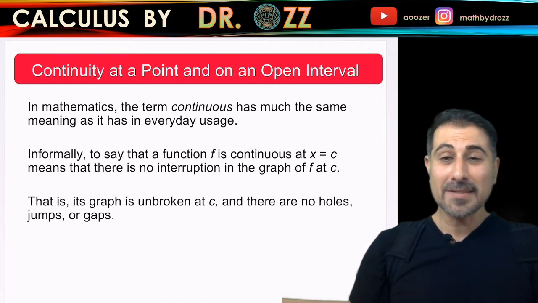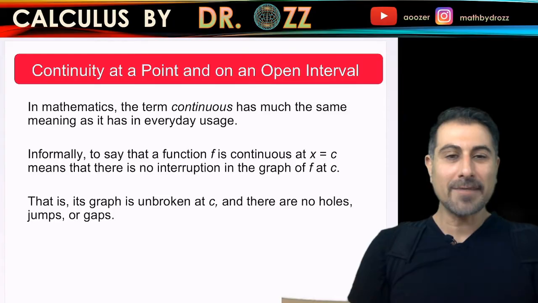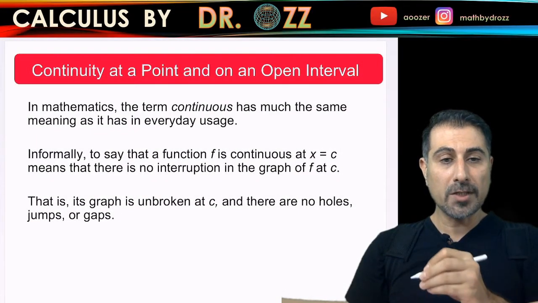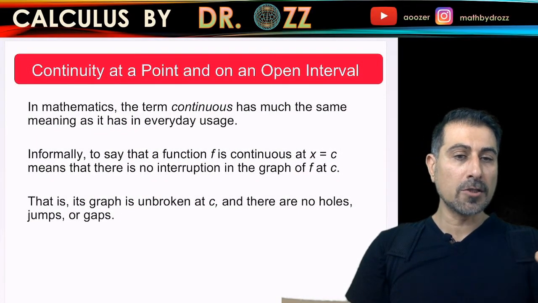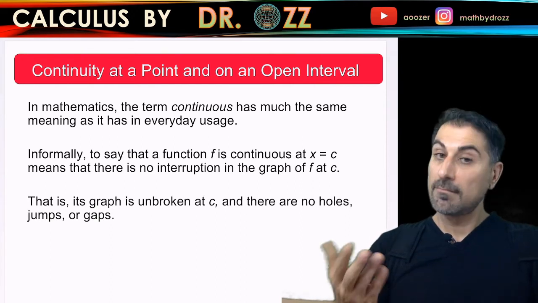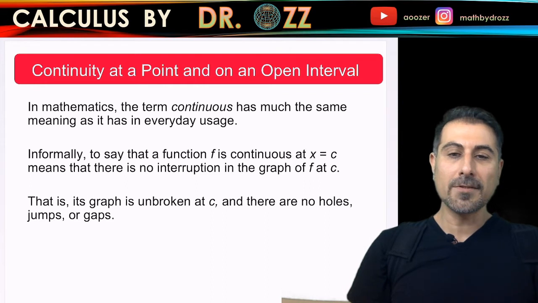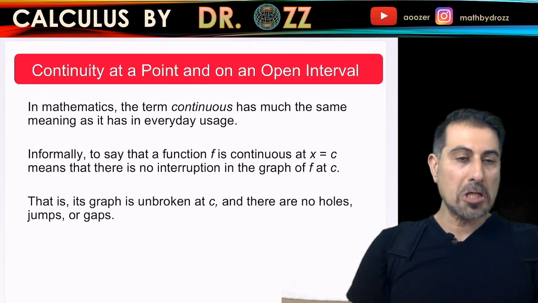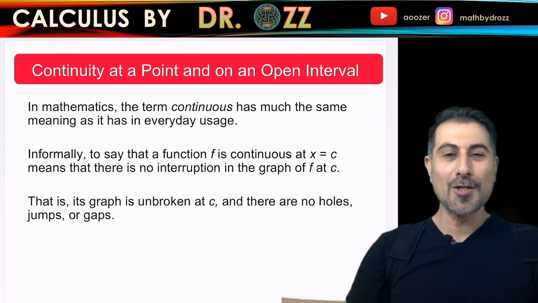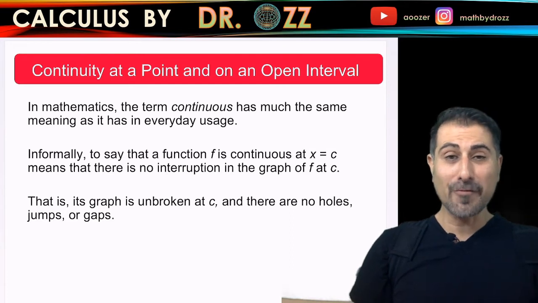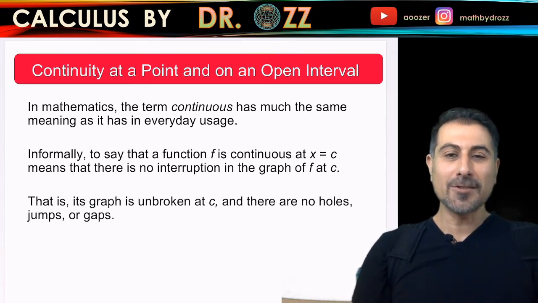Informally, the definition of continuity is that if you say a function is continuous at a point, that means there's no interruption in the graph of f at c. If you start from one point and, without taking your hand off, can graph the function continuously, then we call this function continuous. In other words, the graph of the function is unbroken, with no holes, no jumps, and no gaps. This is the informal way of saying that the function is continuous.